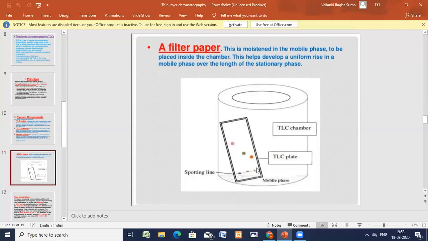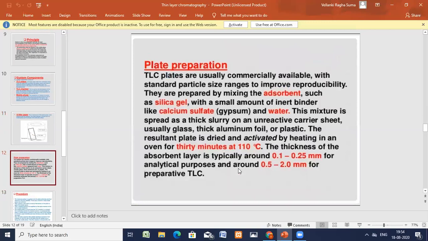mixture spots and later on kept in the chamber and in the mobile phase. This mobile phase should touch only the plate, the slurry, whatever thin layer you have prepared, only that it touches. It doesn't touch the sample mixture dots which we have kept. The adsorbent absorbs the mobile phase, and thereby it moves on the plate. So later on, the components get separated according to their different speeds.